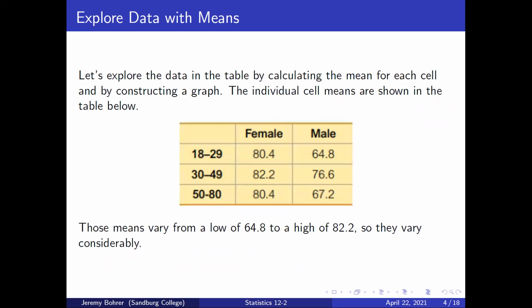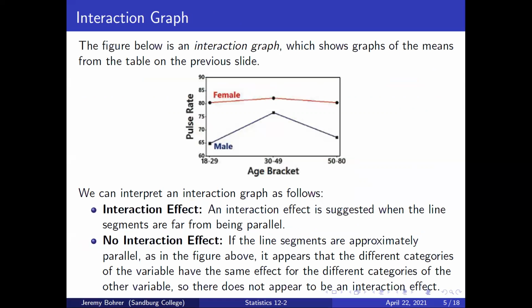Let's explore the data in the table by calculating the mean for each cell and by constructing a graph. The individual cell means are shown in the table below. Those means vary from a low of 64.8 to a high of 82.2, so they vary considerably. The figure below is an interaction graph, which shows graphs of the means from the table on the previous slide.